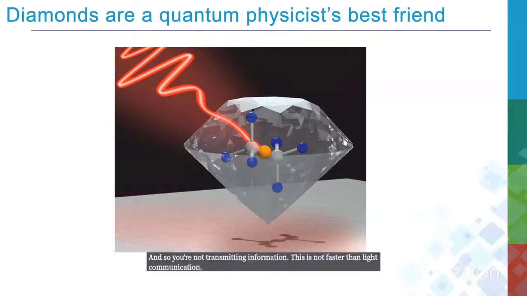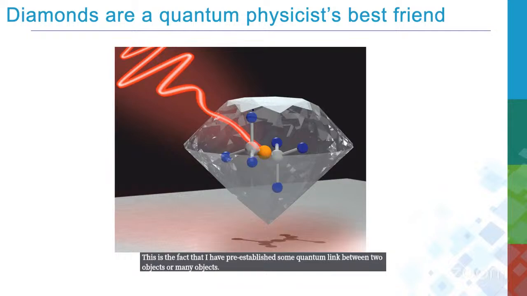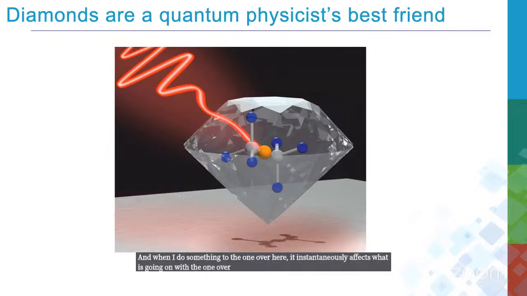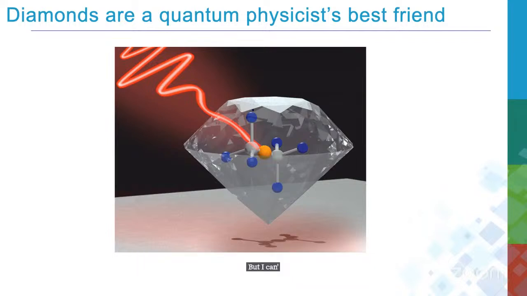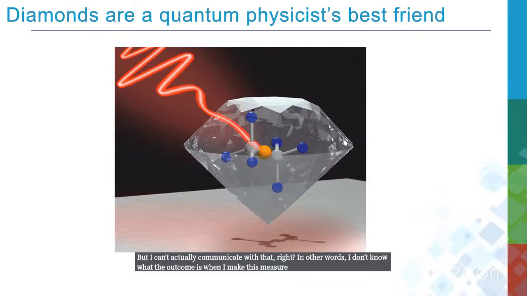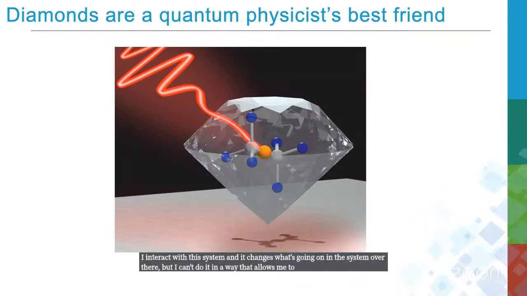This is the fact that I have pre-established some quantum link between two objects or many objects. And when I do something to the one over here, it instantaneously affects what is going on with the one over somewhere else that's entangled with it. But I can't actually communicate with that, right? In other words, I don't know what the outcome is when I make this measurement over here. I do something to it. I interact with this system and it changes what's going on in the system over there, but I can't do it in a way that allows me to actually transmit information. All it allows me to do is have them be connected together coherently.